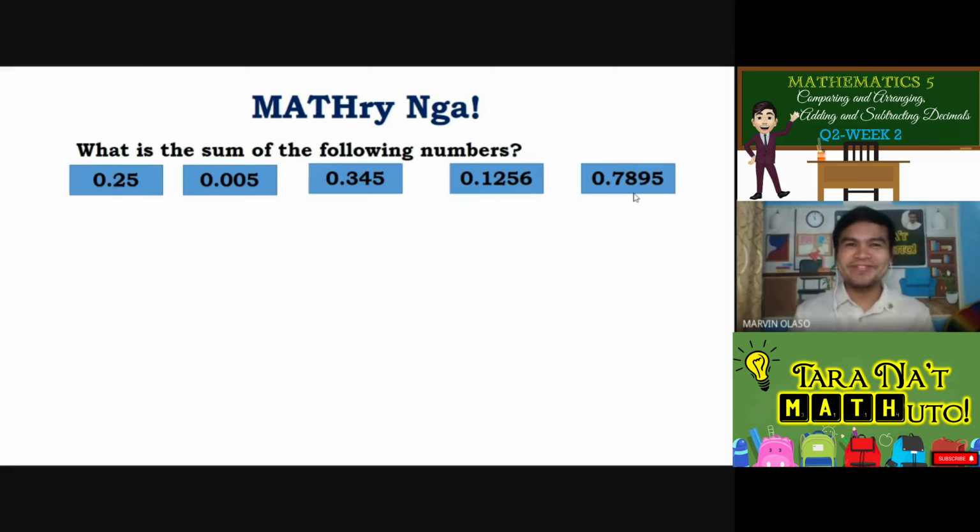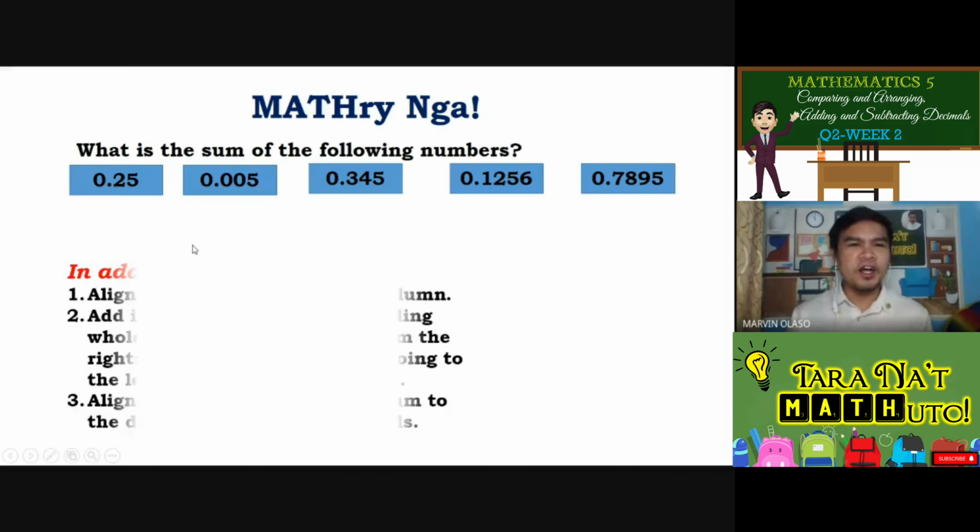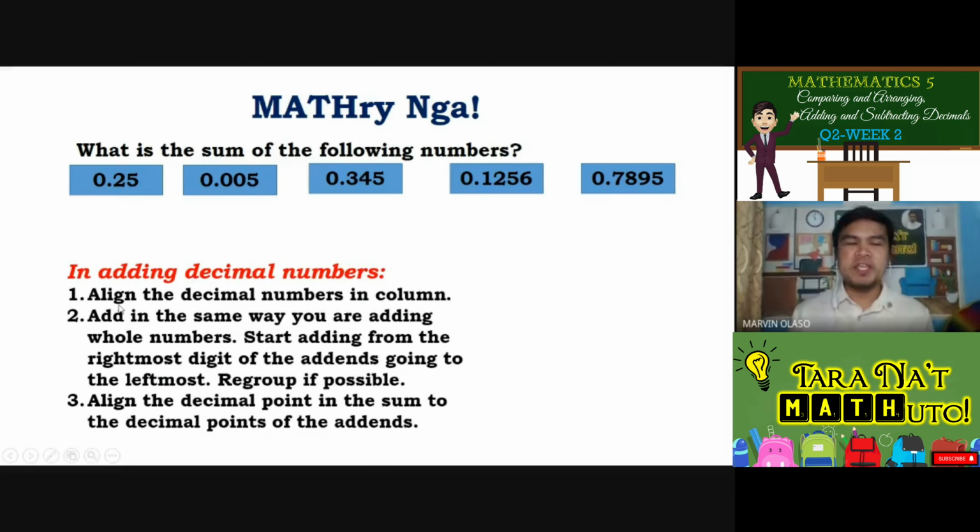Focus now. Alright, now if you have pinned this already, it means you are done. And let us check now your answer. Again, let's follow the step by step in adding decimal numbers. Step 1, align the decimal numbers in column.